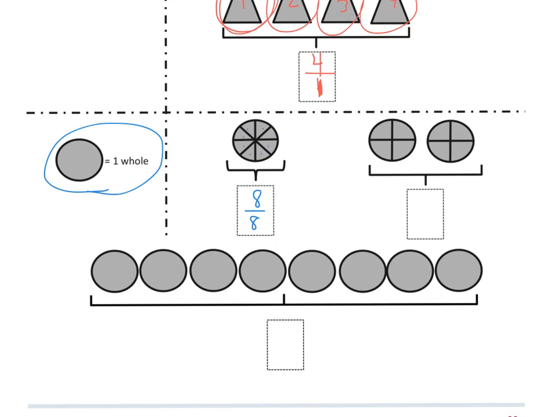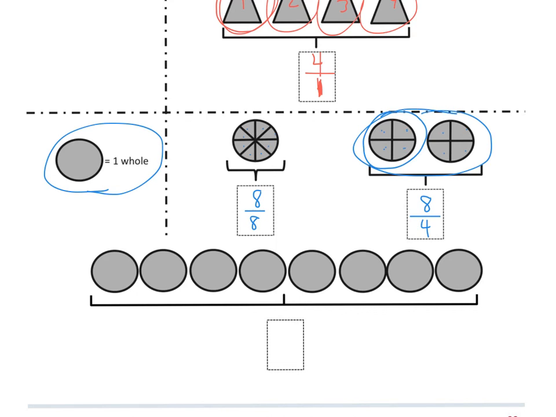So when I look at the second part, I'm still going to look at one whole and get my units. And I see 1, 2, 3, 4. So I'm talking in terms of fourths. So now how many are shaded? I have 1, 2, 3, 4, 5, 6, 7, 8. 8 fourths. And I know that that's equivalent to 2 wholes. And that's what I have shaded up here.